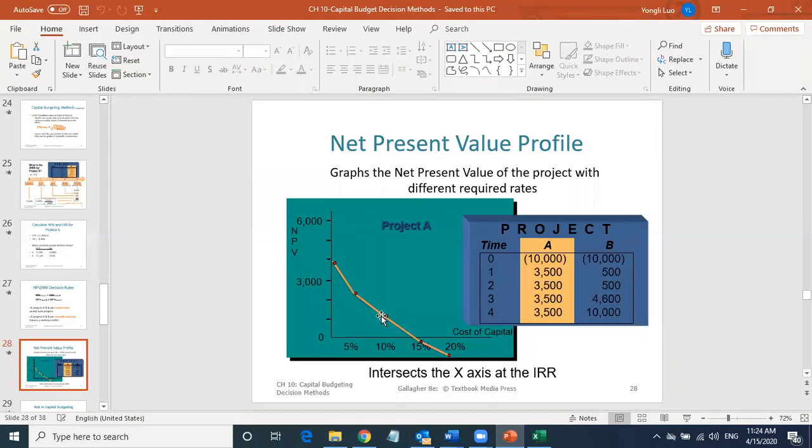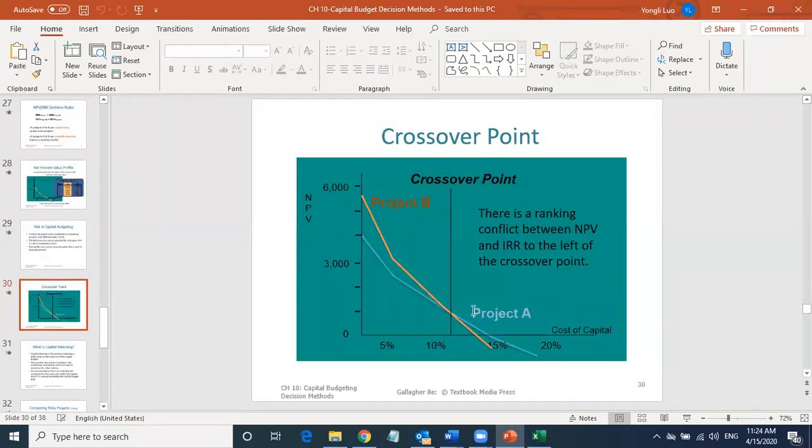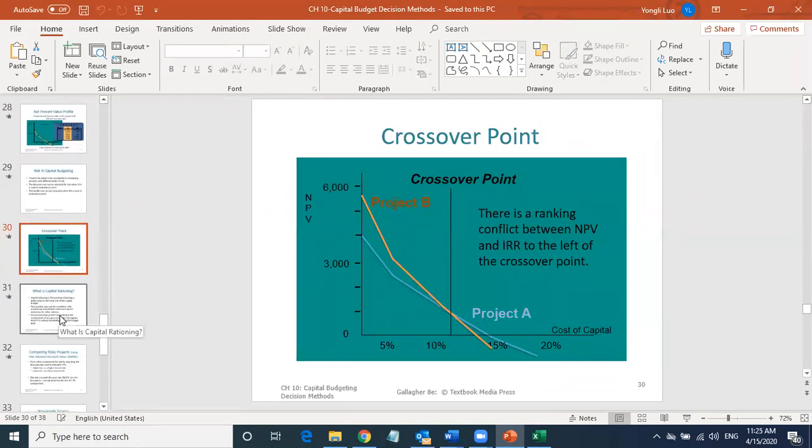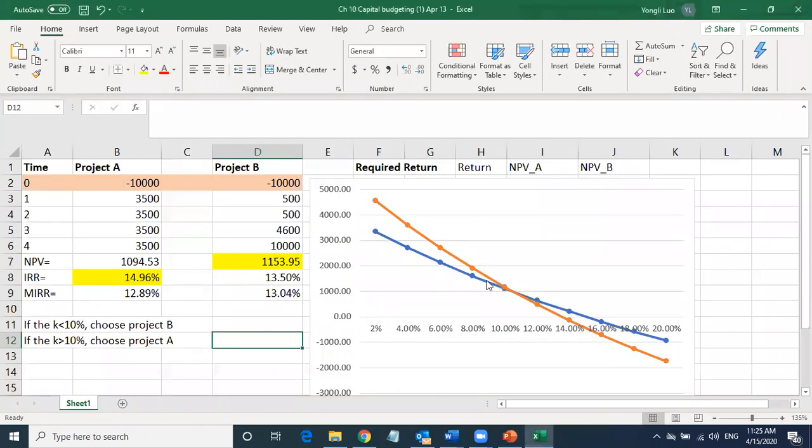So we see this is project A based on the net present value, and then they have project B, so they find a cross point. The cross point is somewhere over 10%. So the net present value profile gives you an idea. Where is the crossover point? You find the crossover point. So we have the graph to show you, somewhere beyond 10%.